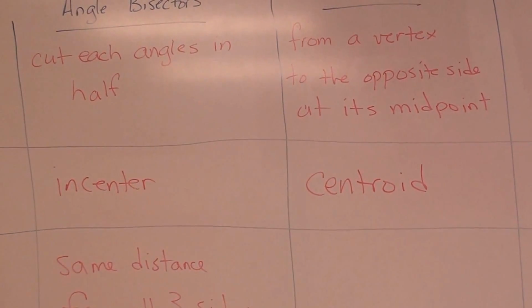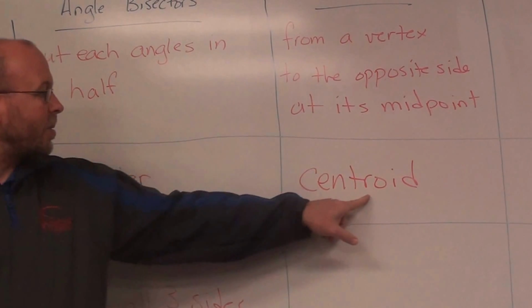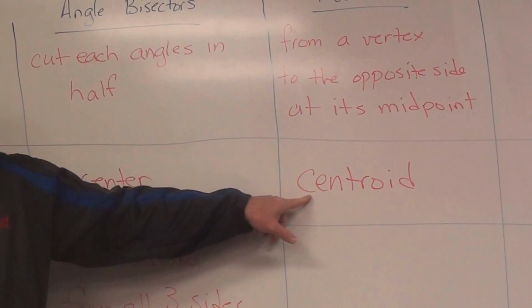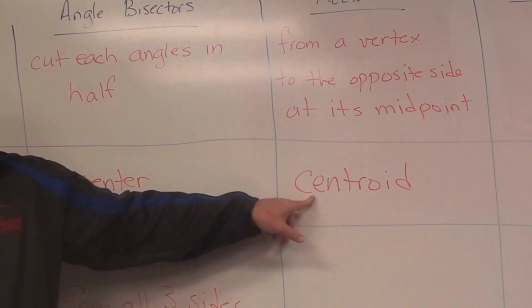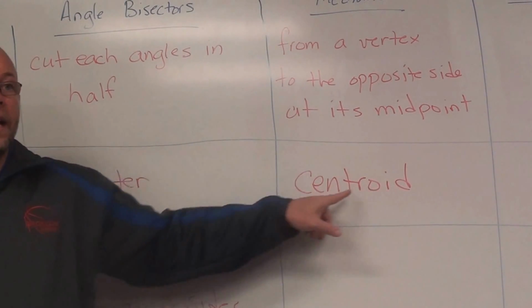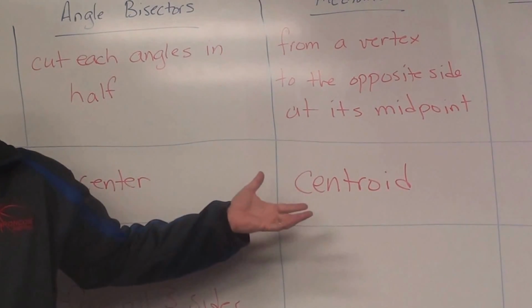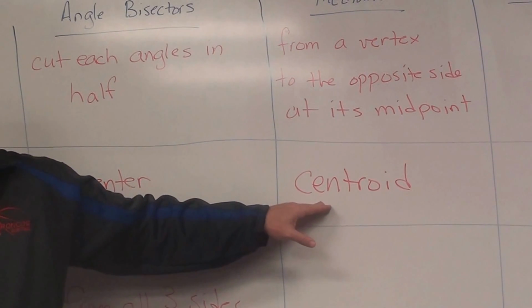Centroid. So we have the incenter that's inside. We have a centroid. What does that word look like? Android. Okay, let's think about the geometry terms. Trapezoid. You're focusing on the oid. How about the beginning? So it's like the center. It's a point that's going to be in the center of the triangle. So it's a center on steroids.